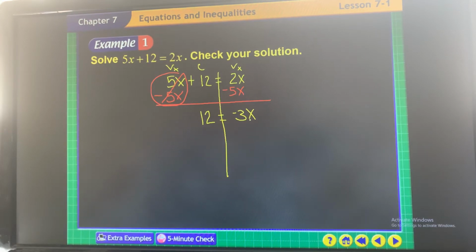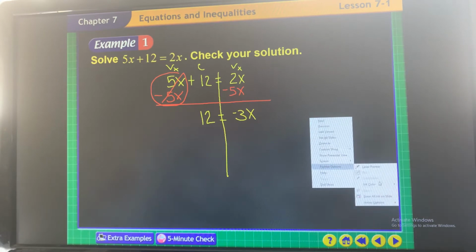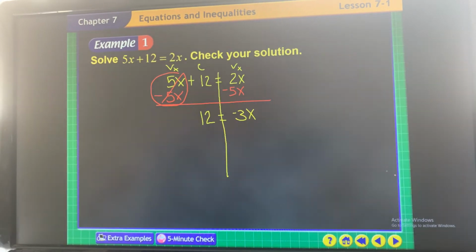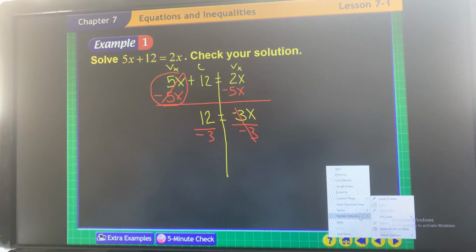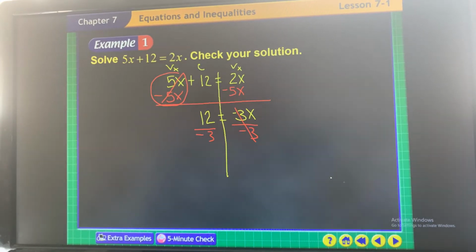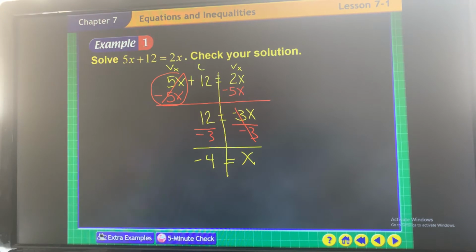Now it's just a one-step equation. We'll go ahead and divide both sides by negative 3, the coefficient, because it's multiplication, undo with division. This becomes 1, and I'm left with x is equal to negative 4, and that's our solution. It's not that much harder, just requires a little bit more effort to clean things up and shift things to be on the correct side before you can get your solution.